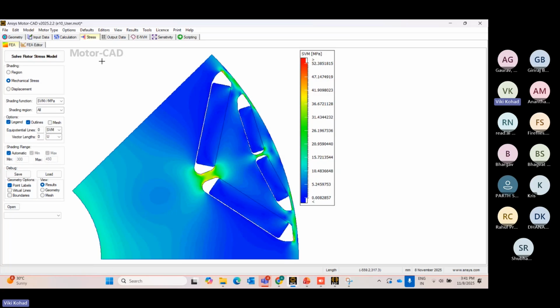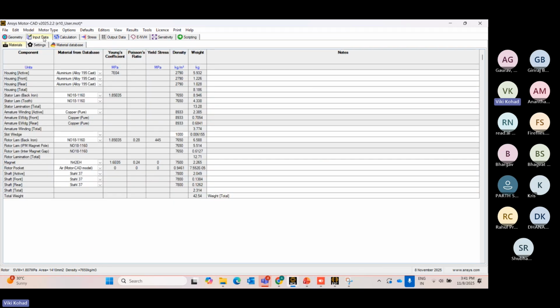Okay, so to check that stress value, the stress value on the rotor part is 52. Now we can see what the strength is. The maximum strength of that rotor part is the yield stress. Yield stress is the value that this rotor part can sustain. Right now it is 445, which means 55 is easily sustainable.